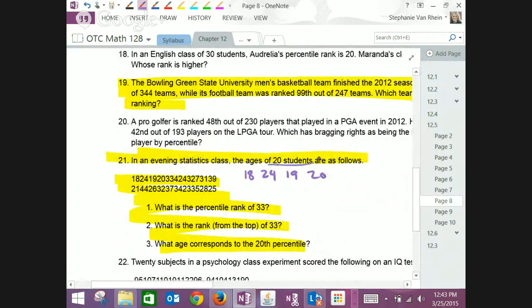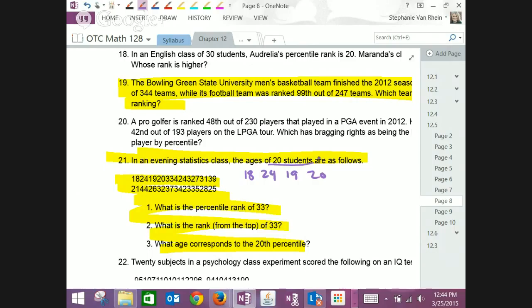And it's 20 students. So what is the percentile rank of 33? What is the rank from the top of 33? So it's like the first person, the second one. Be careful with percentile rank and rank from the top. This person would be ranked first, this person second, third, fourth, all the way down to rank 20th. If I take the rank from the top, the ranked 5th, they could be in the 80th percentile. That's what you're doing here: what is the percentile rank of 33, and what is the rank from the top of 33?